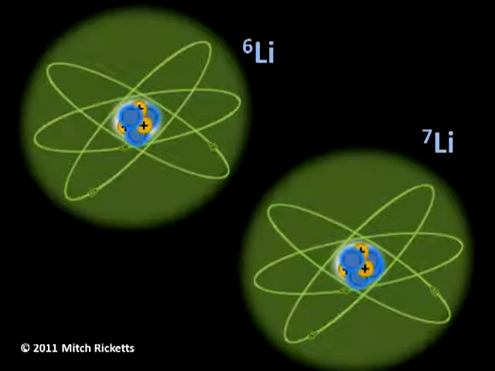The isotope number is the number of protons plus the number of neutrons. Lithium-6 has 3 neutrons plus 3 protons, which equals 6. Lithium-7 has 4 neutrons plus 3 protons, which equals 7.